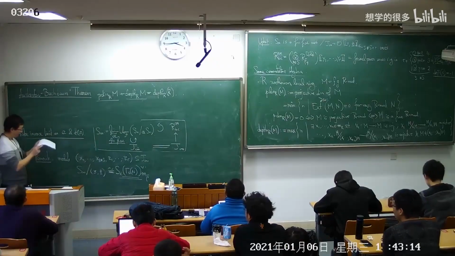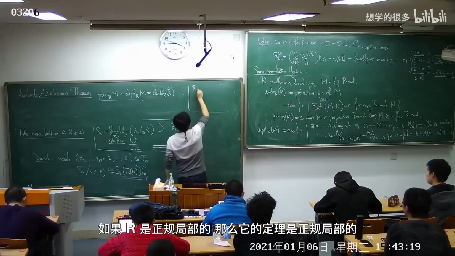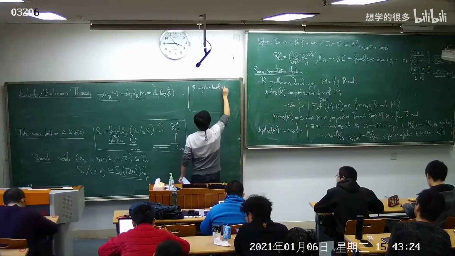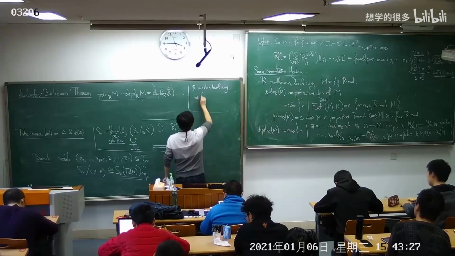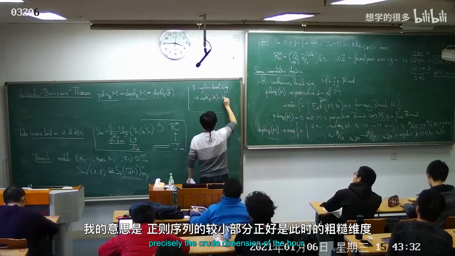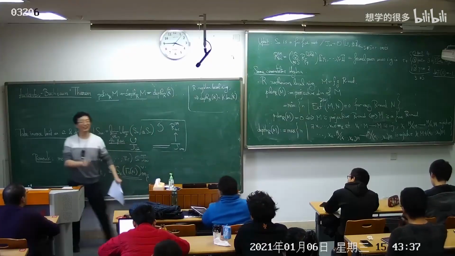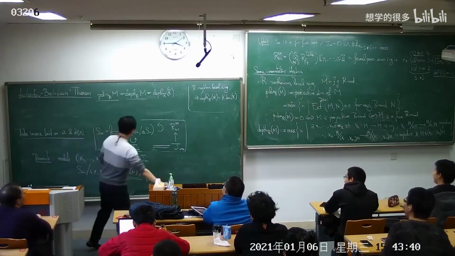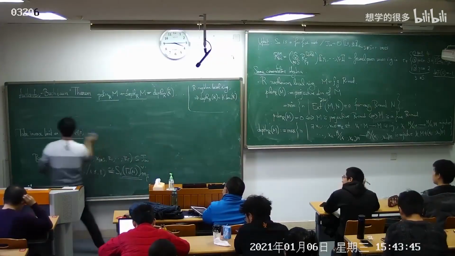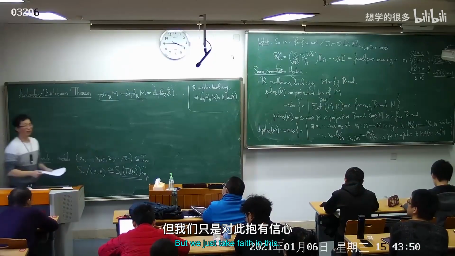Okay. Maybe before that, it's just something completely trivial. If R is a regular local ring, then the depth, I mean the length of regular sequence, is precisely the Krull dimension of R. Okay, that part I know. Okay, and then I have to do the. I apologize for just citing the commutative algebra statement, but we just take it on faith.